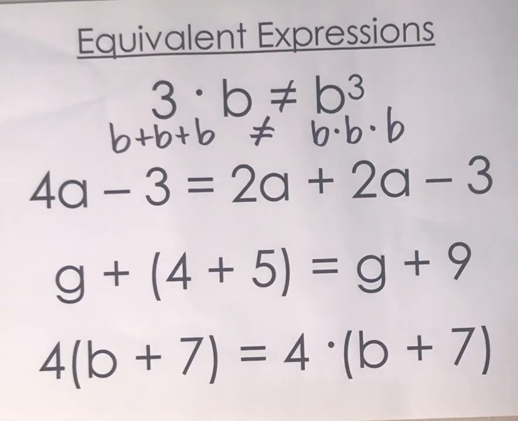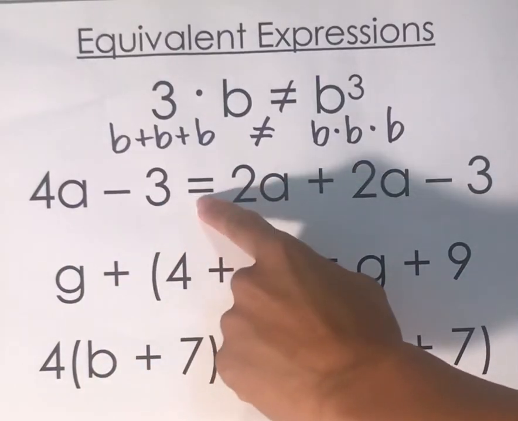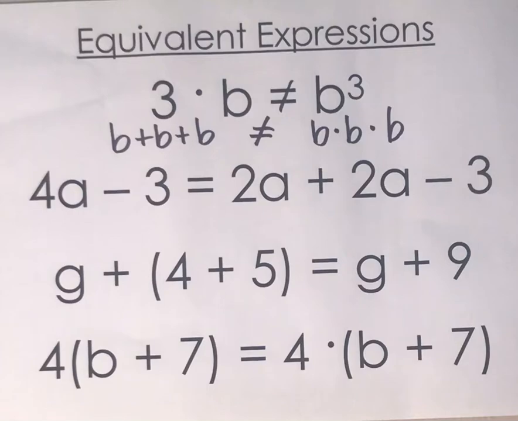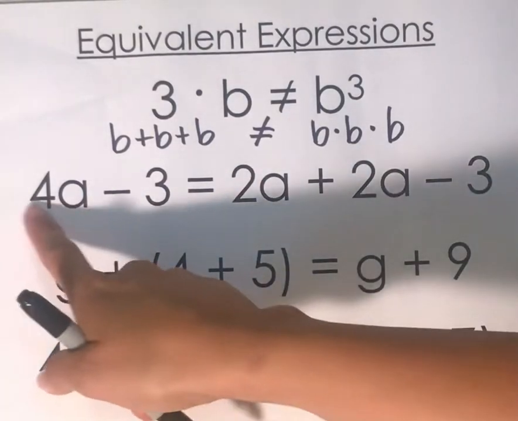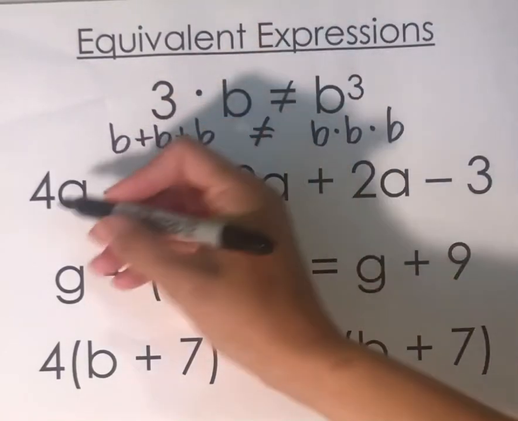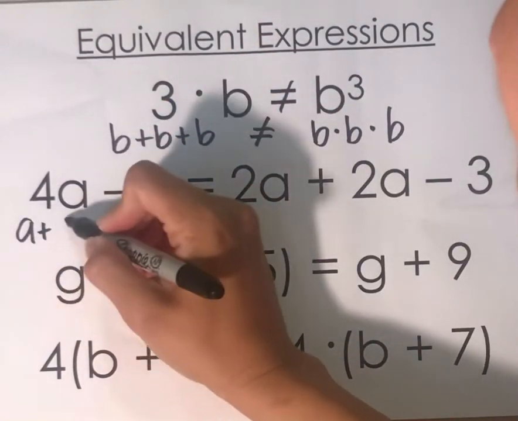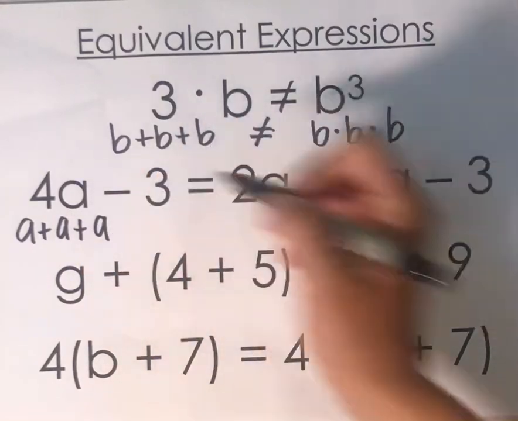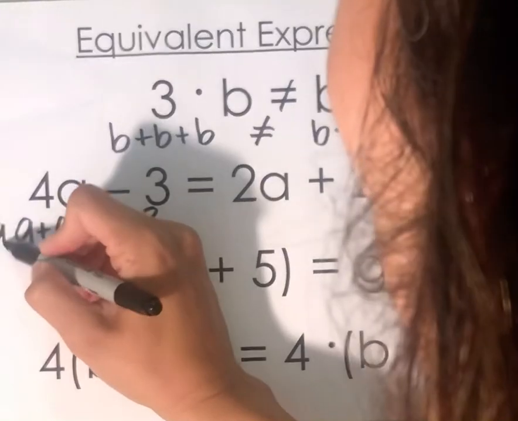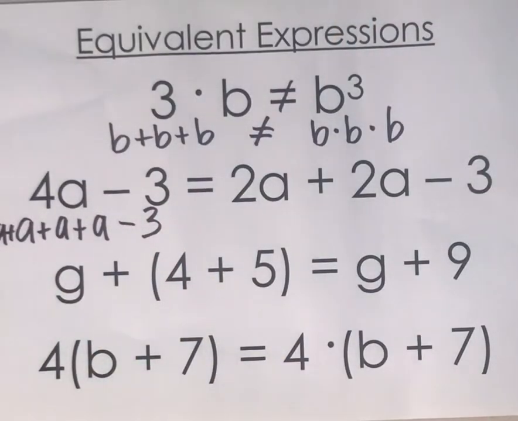All right, so down below, let's look at the next one. So this one we have 4a minus 3 is equal to 2a plus 2a minus 3. So are those equal to each other? If you remember, this one is just like what we have up here except without the dot. So this still means a plus a plus a plus a, because we have 4 a's.